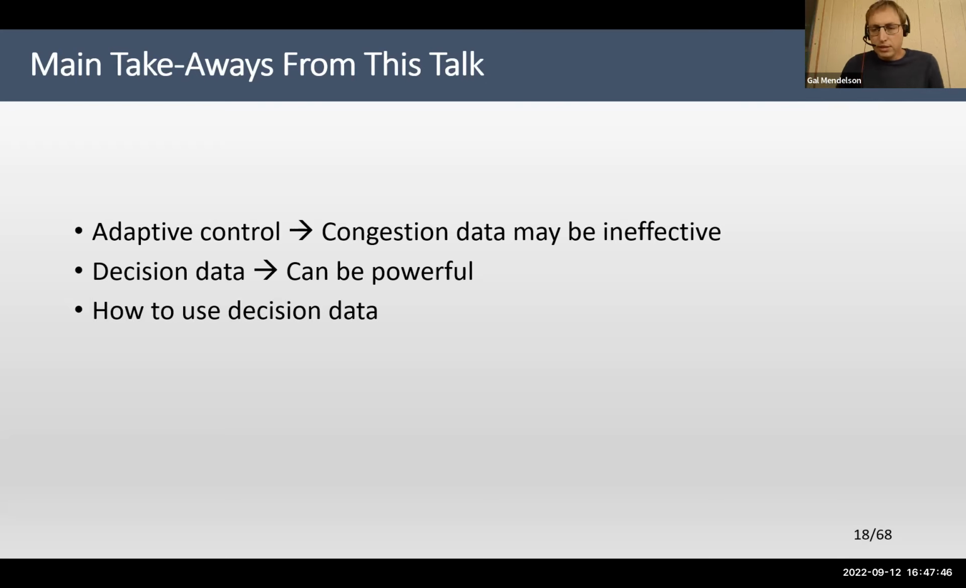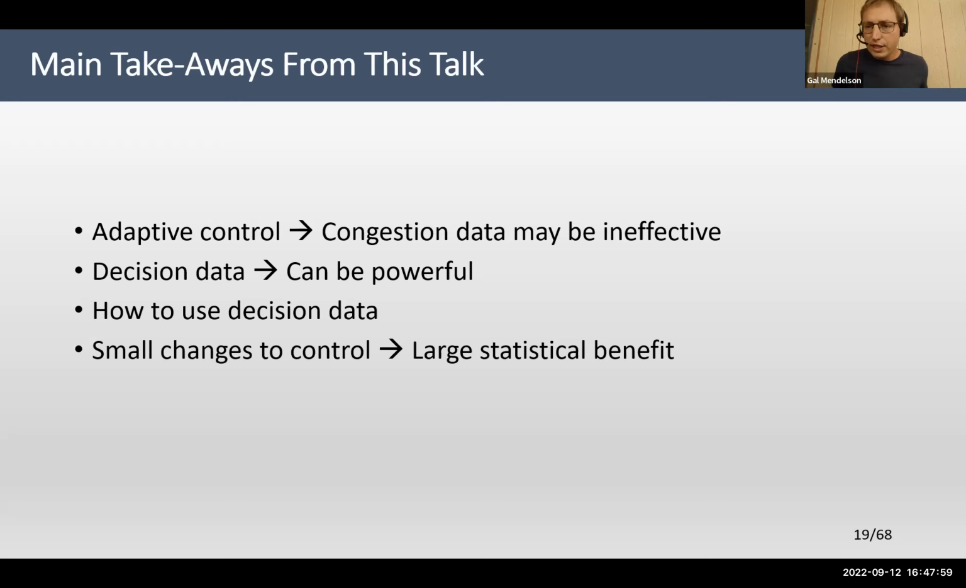The third thing is not just that the decision data can be powerful, but also how to actually use it. There are a few challenges there, which I will touch upon based on the time that I have. And finally, small changes to control can lead to large statistical benefits. This is something I am not so used to thinking about, which is, for example, the tie-breaking rule in load balancing. Usually in the analysis that we do on performance of different controls, the tie-breaking rule doesn't really matter.